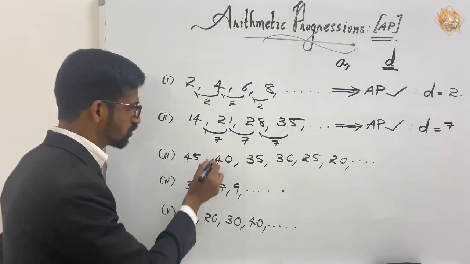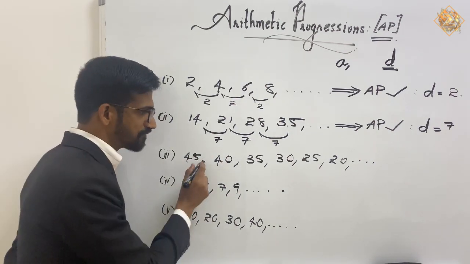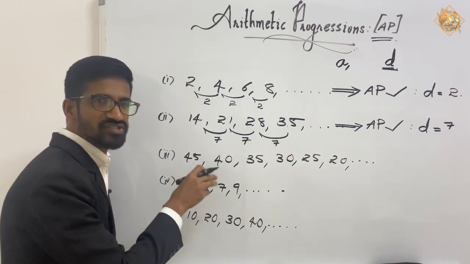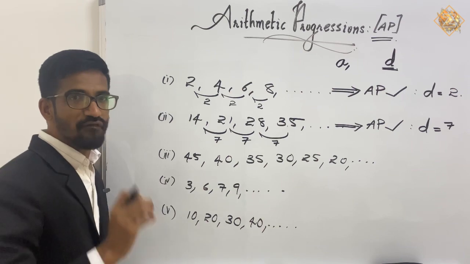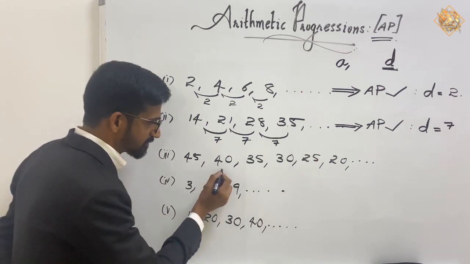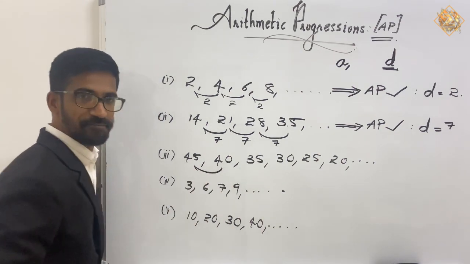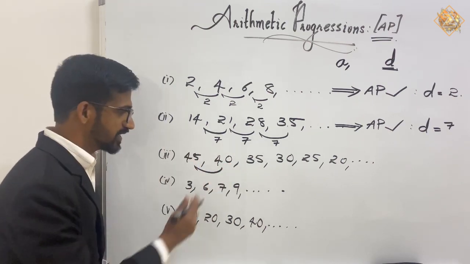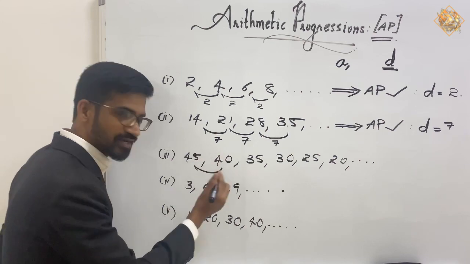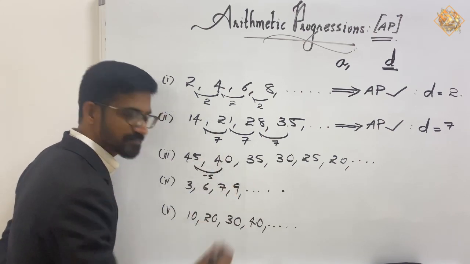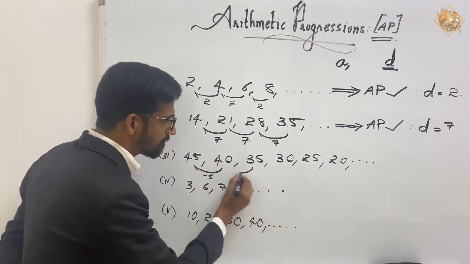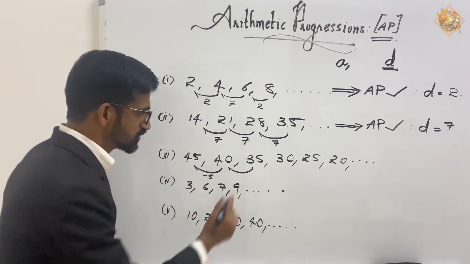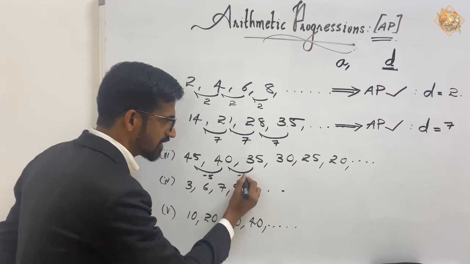Isn't it? Now when we look into the third example, 45, 40, 35, 30, 25, 20, and so on, we need to check whether this list of numbers forms an AP or not. For that, we will subtract 40 minus 45. From the second term, we subtract the first term. So 40 minus 45, that is minus 5. Isn't it, students? Now 35 minus 40. From the third term, we subtract the second term. So 35 minus 40 is again minus 5.